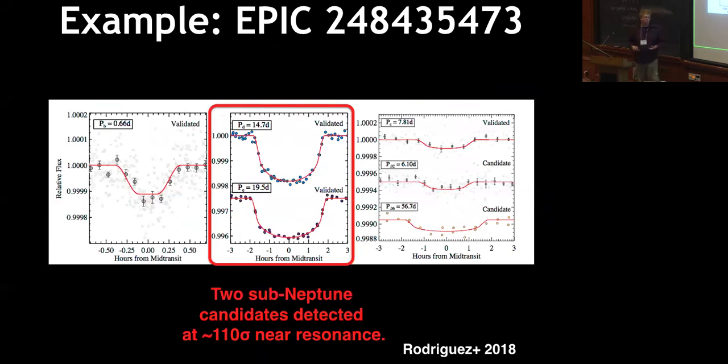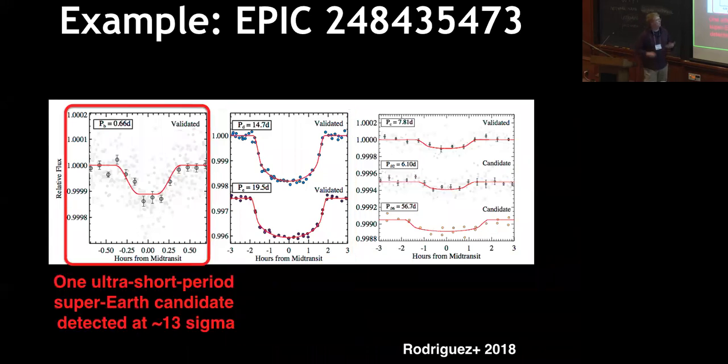There are two sub-Neptune-sized planets that are detected, candidate planets, at very high signal to noise, about 110 sigma, near a mean motion resonance. So what that means is that this period here, 14.7 days, is very close to a period ratio that is an integer, 4 to 3, with this planet here, which is at 19.5 days. These two planets, therefore, could be like those that Dan was showing earlier today, which show transit timing variations. These are very strong detections.